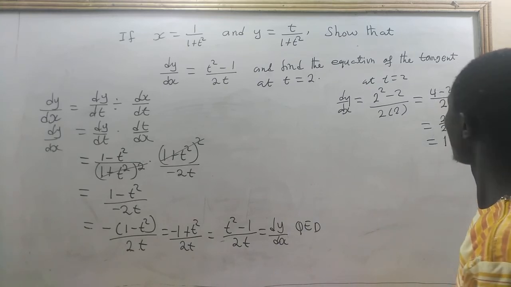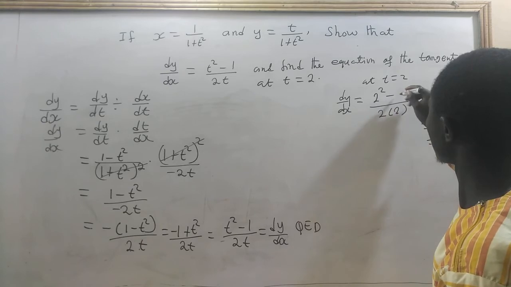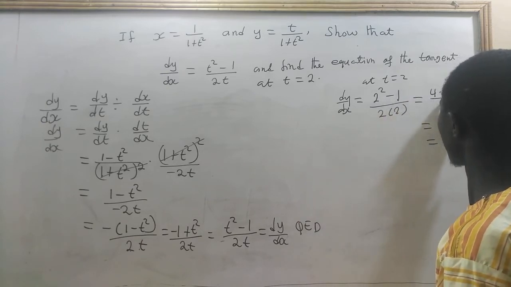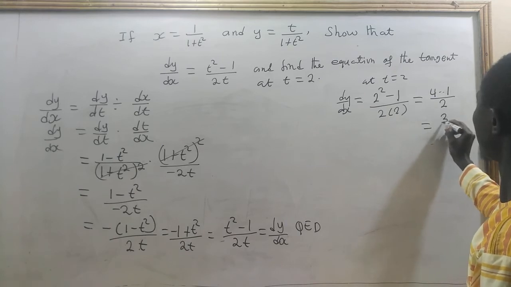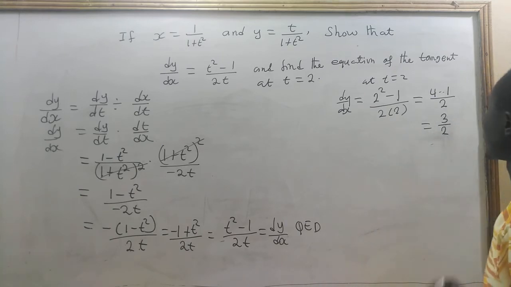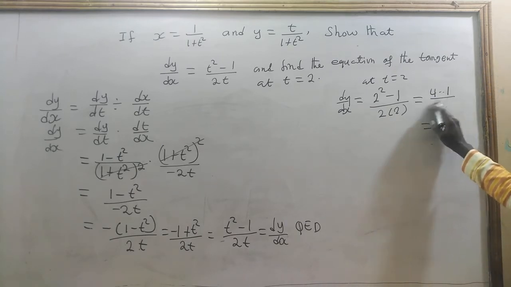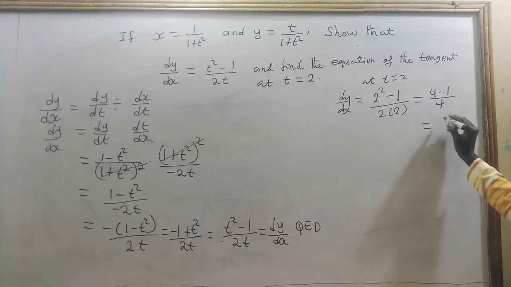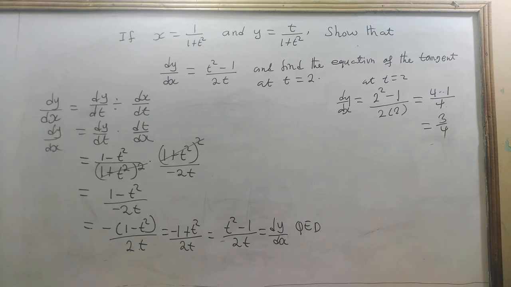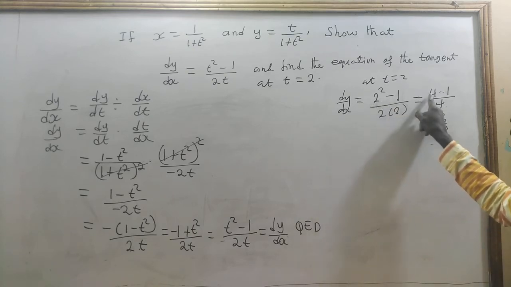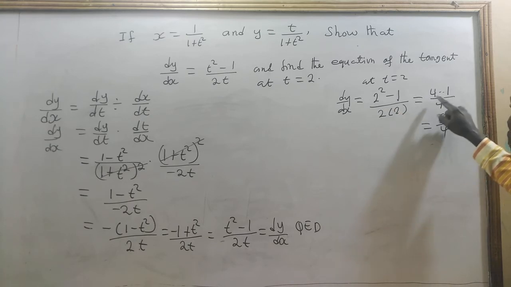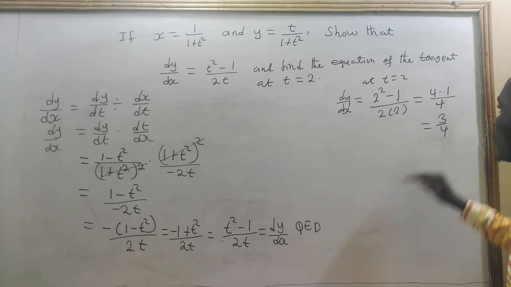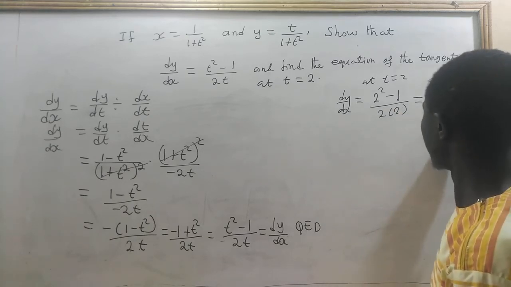Oh, sorry. This should be 1 minus 1. So we are going to get 3 divided by 4. I'm tired. 2 squared is 4. 2 times 2 is 4. So 4 minus 1 is 3 divided by 4. Now, this is the gradient.